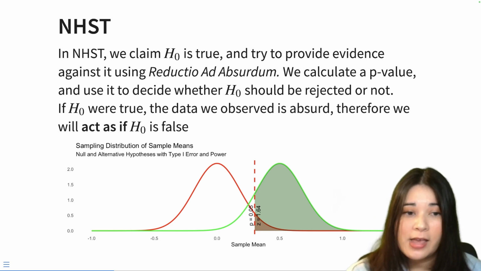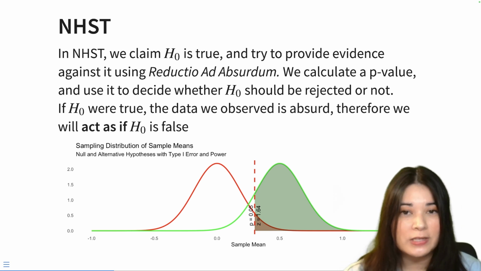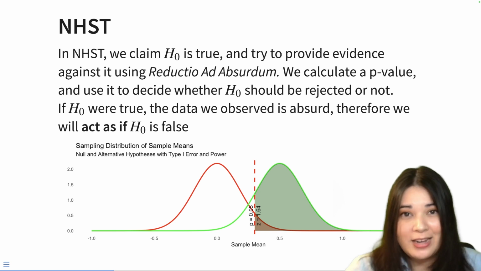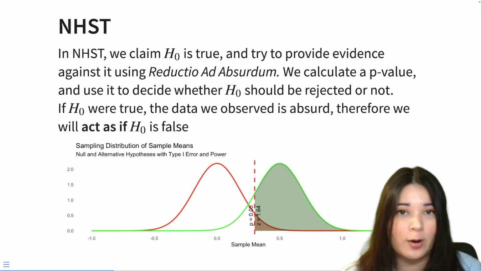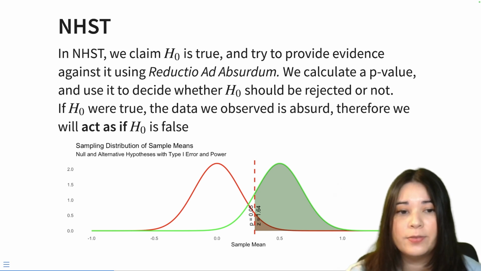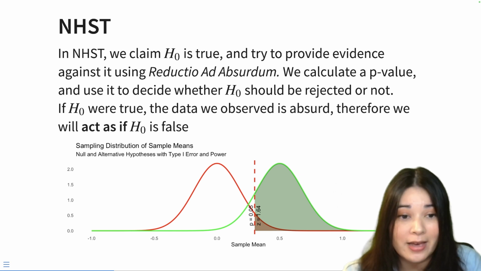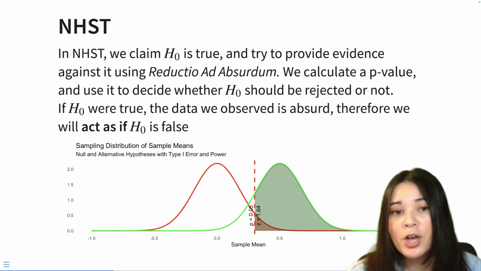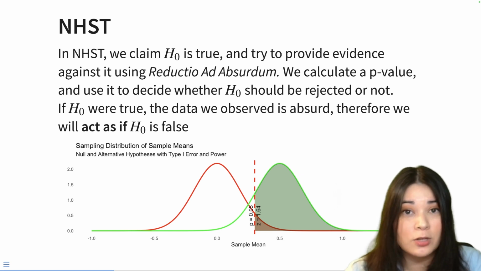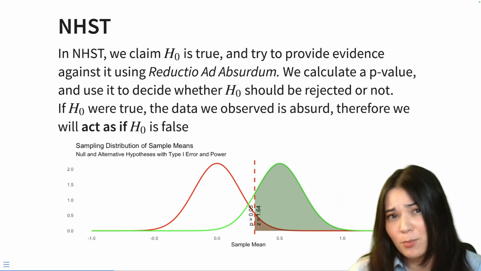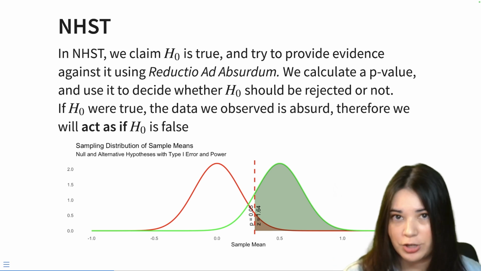Essentially, we're making the claim that if the null were true, the data that we observed would be kind of absurd, right? It has a very low probability of occurring under the null, and therefore we are going to act as if the null is false, right? Reductio ad absurdum. We assume the null is true, we show that something improbable happens, so we reject the null.